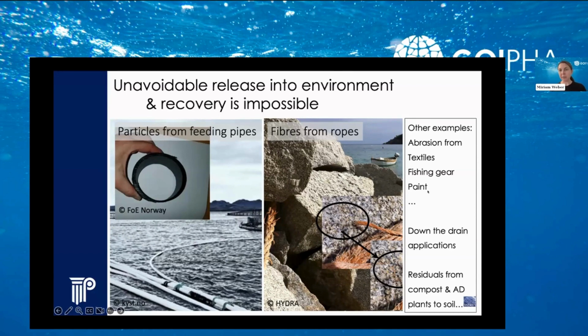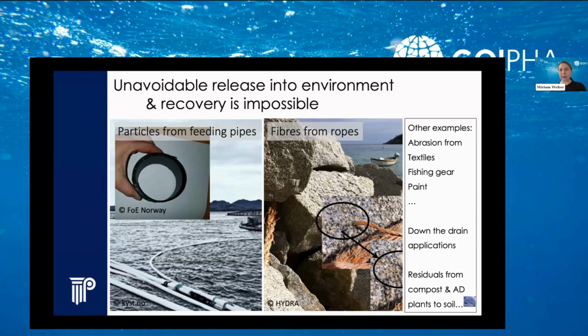Other examples are certainly paint. Why do we have to paint our streets now and then, or houses and so on? We do have applications we put down the drain, not a few, there are many. And we do also have residuals from compost or anaerobic digestion plants. We put them out in our agricultural fields. There we have some transition between compartments.